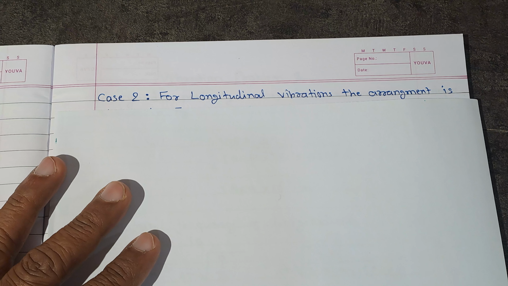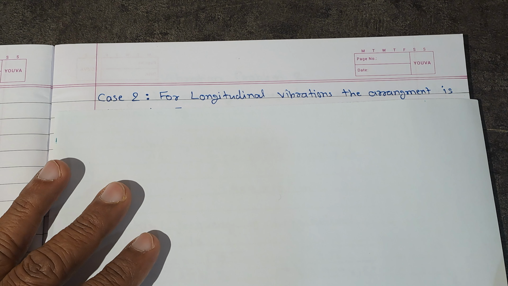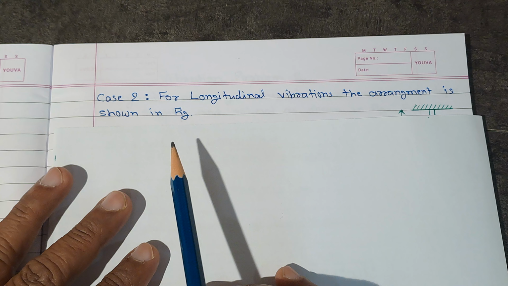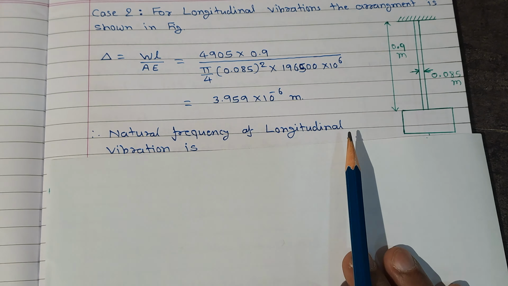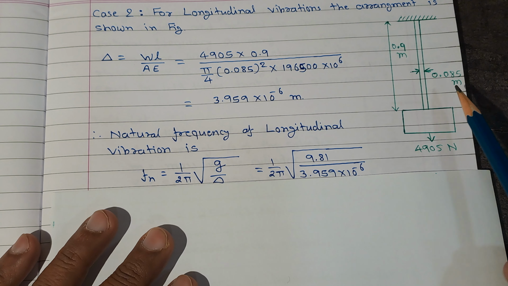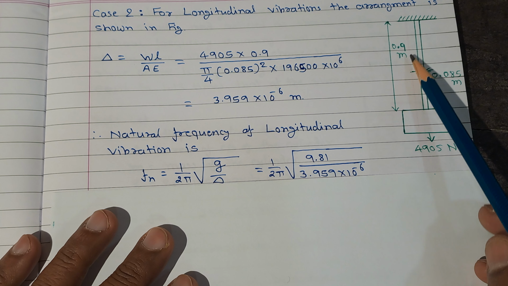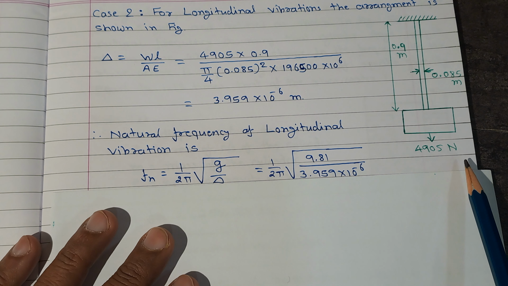Friends, now let us consider the second case, which is for longitudinal vibration of the arrangement that is shown in the figure. It is like this. Here again the dimensions are the same. The diameter is 0.085 meter, length is 0.9 meter, and the weight acting is 4905 Newton.